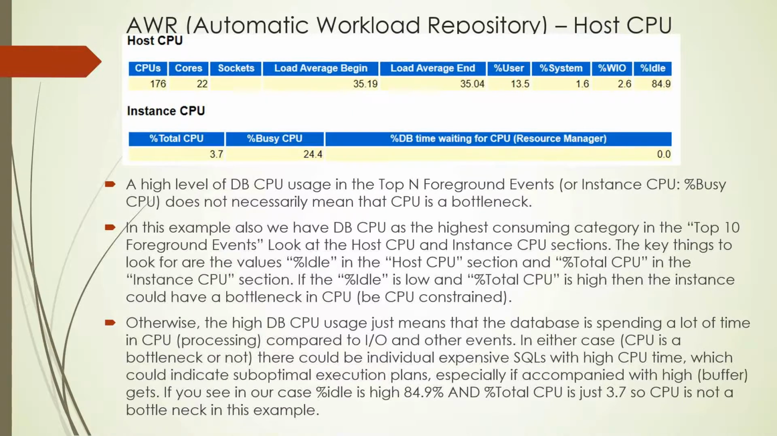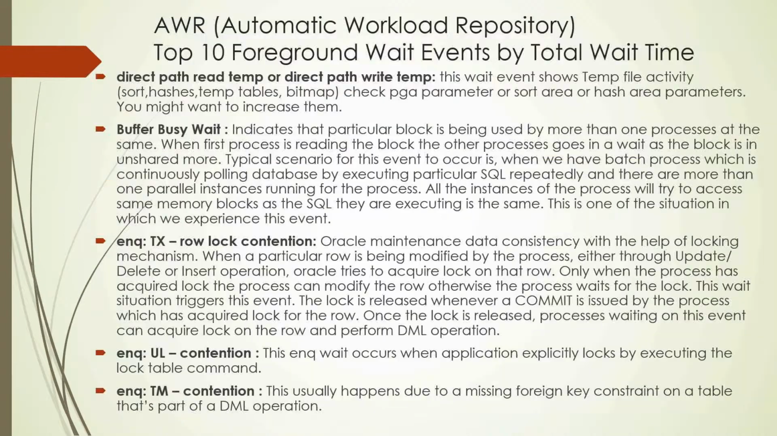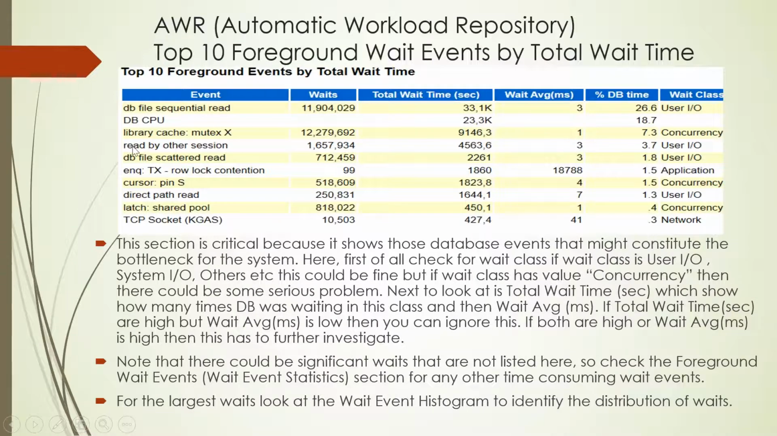Now coming to the host CPU. Why is this important? A high level of DB CPU usage in top foreground events, or instance CPU percentage, does not necessarily mean that CPU is a bottleneck. If you look at the top 10 foreground events, you can see DB CPU is listed. This is an event, showing total wait time 23.3 and percentage DB time 18.7.